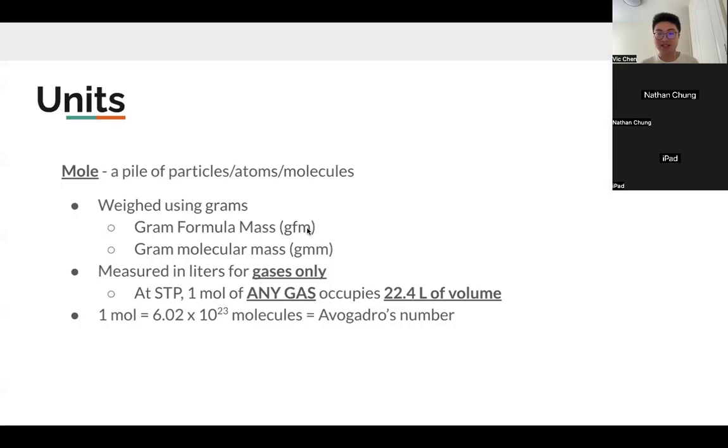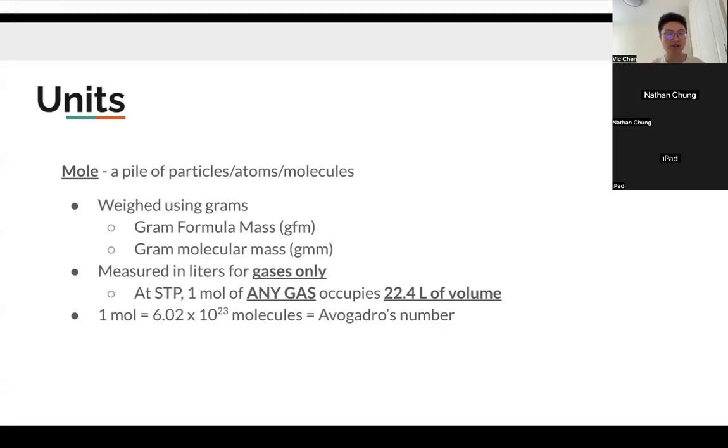All right, now basic chemistry. We're gonna start with that. Some units that you should maybe remember when you took chemistry regions. A mole is a unit that represents essentially a quantifiable amount, a pile of particles, atoms, molecules, and it can be weighed in grams. When we refer to the gram formula mass or gram molecular mass, they both mean the same thing.